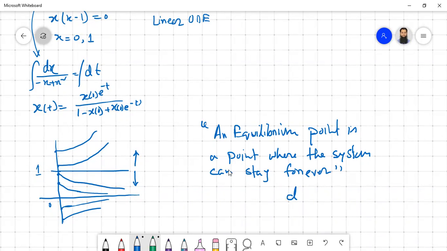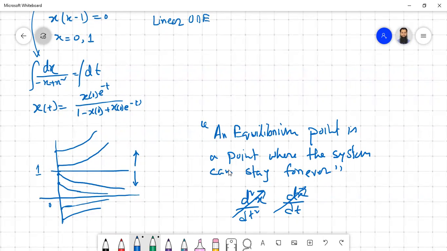Why can the system stay forever in an equilibrium point? Because there is no rate of change involved at that point. Whenever we're finding the equilibrium point, we always assume that the rate of change or higher order rates of change are all vanishing from the equation. So if there is no movement available, no variation available, then the system will always be at that point. It will never try to come out of that point. Okay, so this is your equilibrium point.